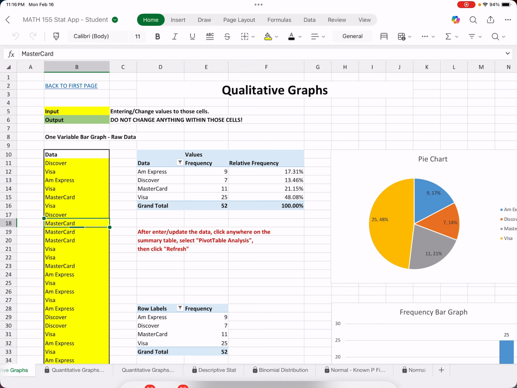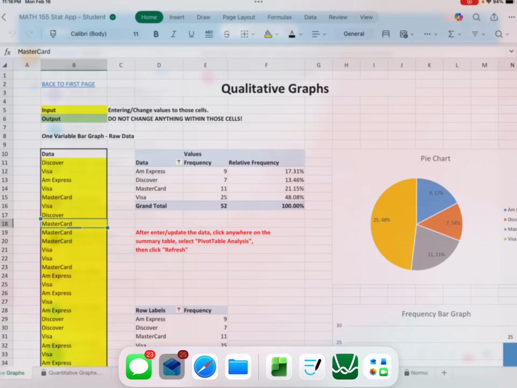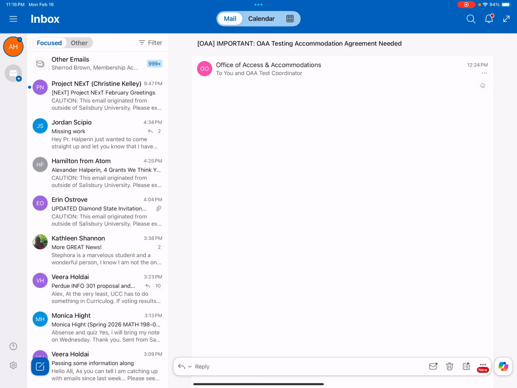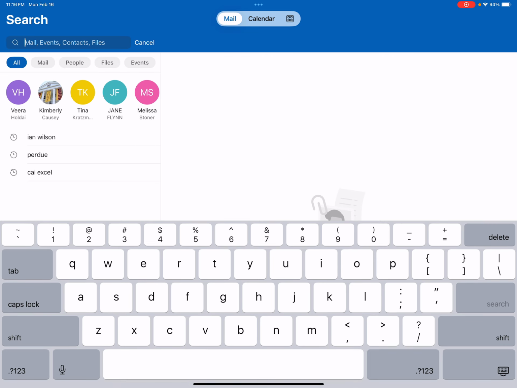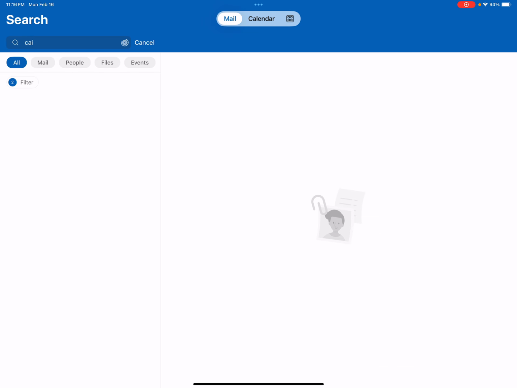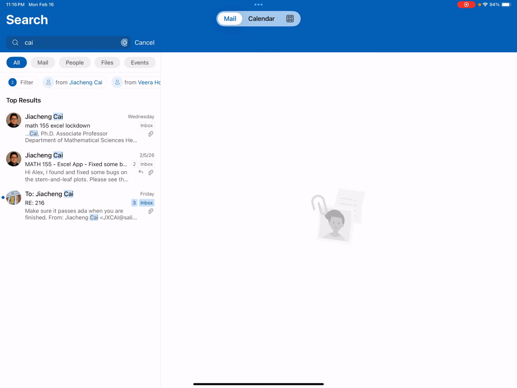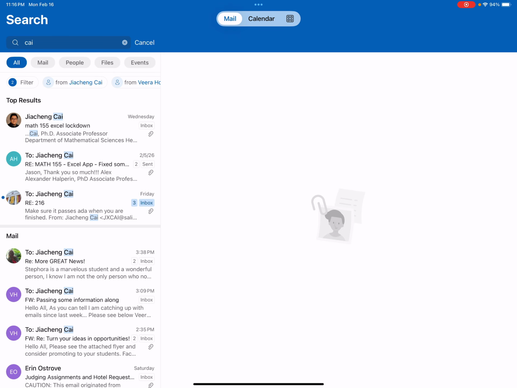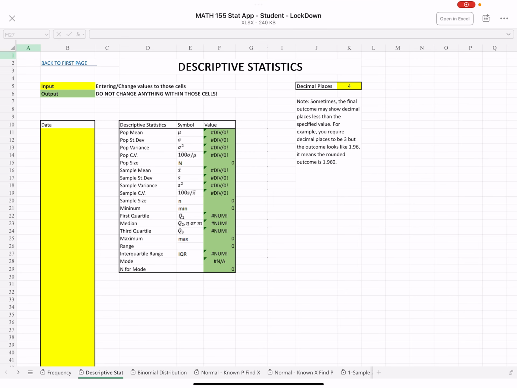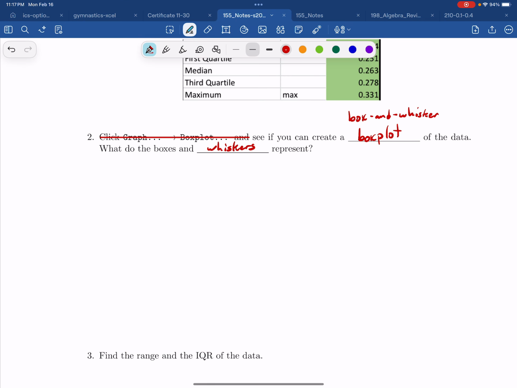Let me just check something real quick, because I think I might be able to find a box plot. Just give me one sec. Let's try this one. Let's see if this is any better. Well, if not, then that's okay. We'll worry about that a bit later.